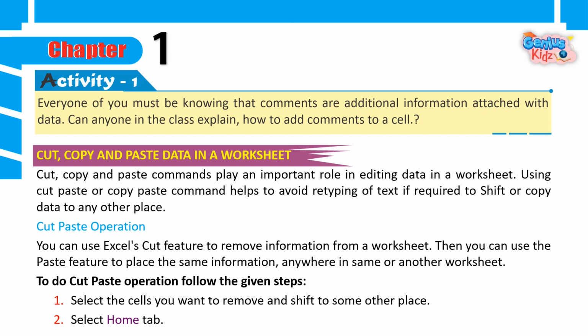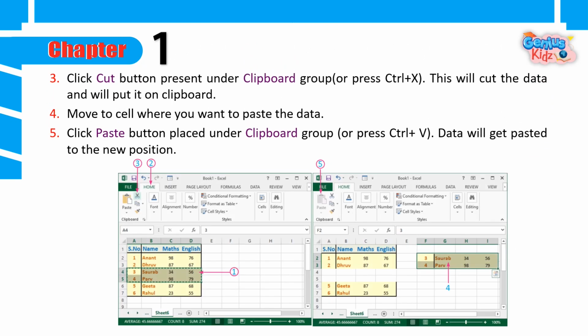To do cut-paste operation, follow the given steps. 1. Select the cells you want to remove and shift to some other place. 2. Select Home tab. 3. Click Cut button present under Clipboard group or press Ctrl+X. This will cut the data and will put it on clipboard. 4. Move to cell where you want to paste the data. Click Paste button placed under Clipboard group or press Ctrl+V. Data will get pasted to the new position.